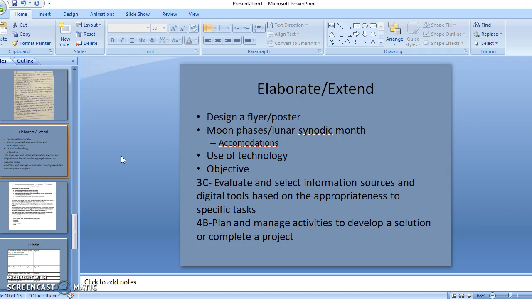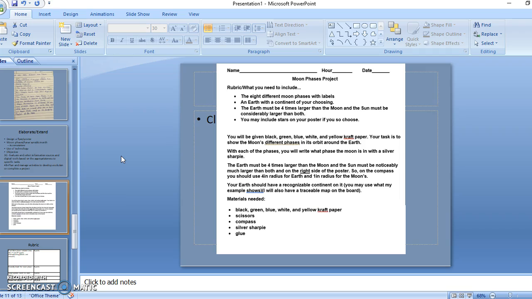And going into the accommodations, the students that receive special education services were given a couple of extra days to finish this. This also gets at the technology standards, where they're using different sources online to get at specific tasks. I'll get into more of that when I show the worksheet. And they're planning and managing activities to develop a solution or complete a project, or this poster.